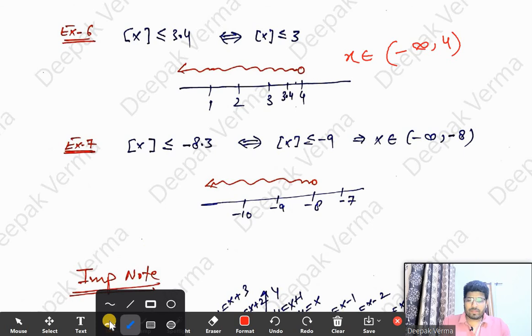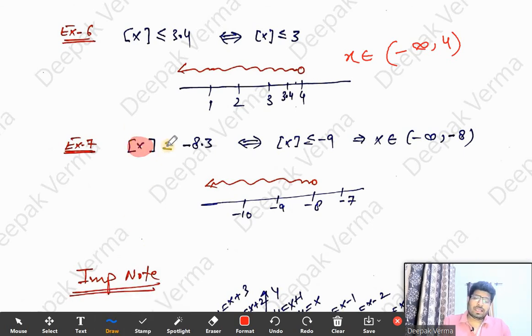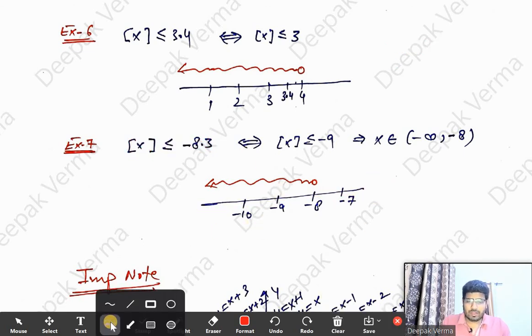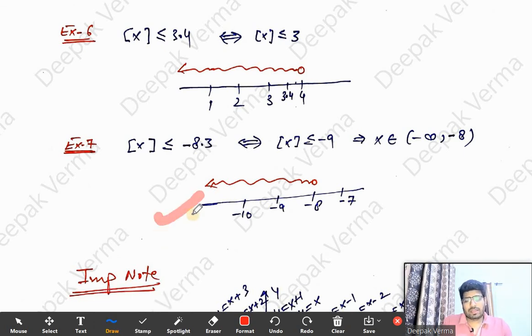Is it clear? One more example. If we say box x is less than or equal to minus 8.3, again make a number line. If you do a question by making a number line, you will never make a mistake. So you should practice this better on the number line. Now the integer just less than minus 8.3 is minus 9. Minus 8.3 is somewhere between minus 9 and minus 8, let's suppose it is here. Then the integer just less than minus 8.3 is minus 9.